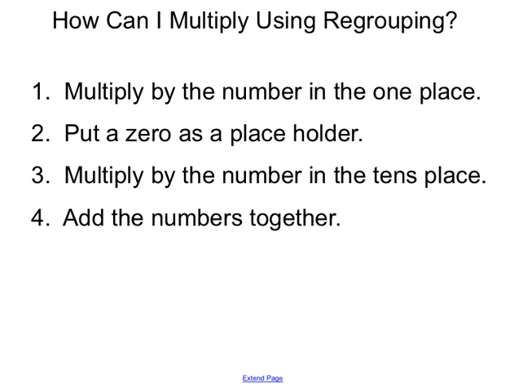Okay, so before we begin multiplying a 2-digit factor by a 2-digit factor using regrouping, let's go over some of the steps. How can I multiply using regrouping? First, multiply the number in the ones place. Step 2, put a 0 as a placeholder. Step 3, multiply the number in the tens place. Step 4, add the numbers together. So I will show you what these steps look like in the next slide.